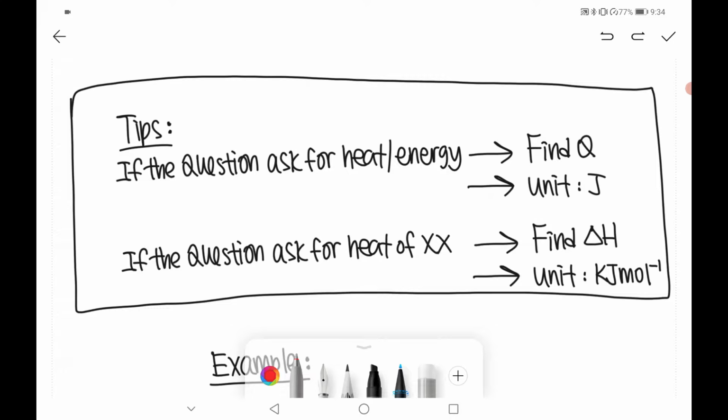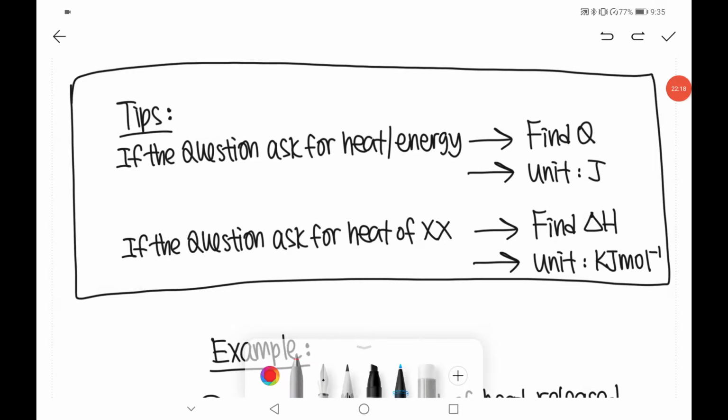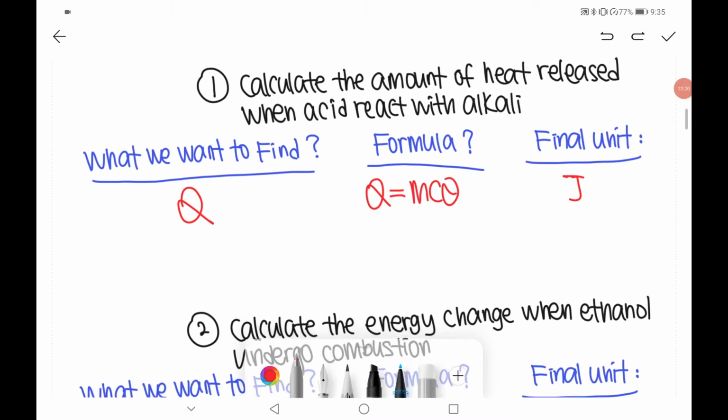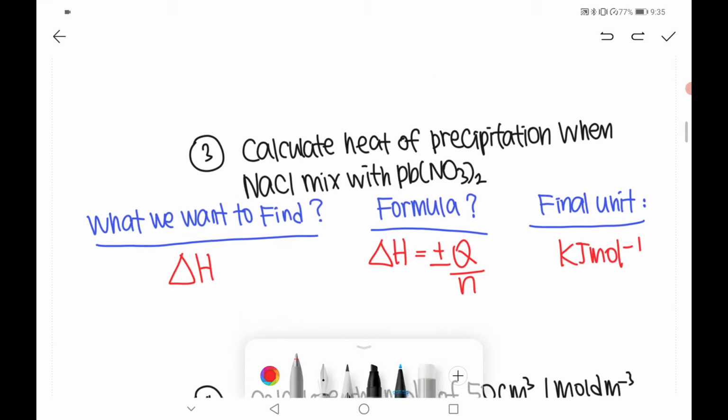If they want you to find the mole, the unit is mol. If they want you to find the heat or energy, the unit is joule. If they want you to find the heat of something, heat of displacement, heat of neutralization, heat of anything, then the unit is kilojoule per mole. Okay, so that is the unit. All right, so that is the first part of today's lesson.